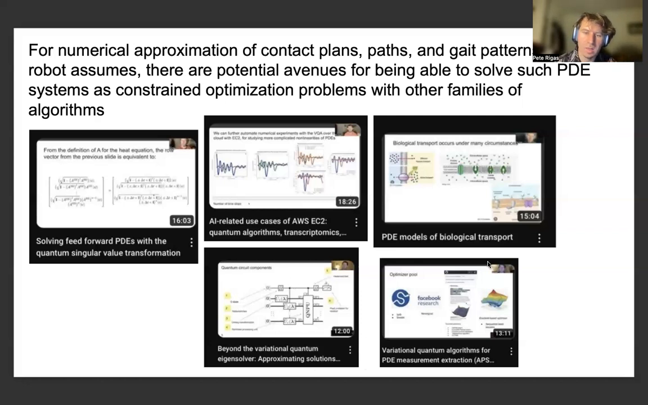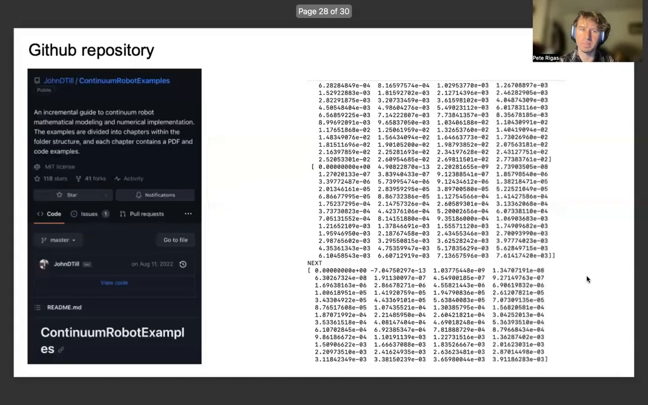And finally, these potential applications of quantum algorithms for speeding up numerical approximation of contact patterns and gaits that different types of robots can take in shape space are inherently related to a variational quantum eigensolver, which is a class of variational quantum algorithm that can be used to reformulate and recast a partial differential equation problem into an eigenvalue eigenvector problem, which is ultimately a numerical linear algebra problem.